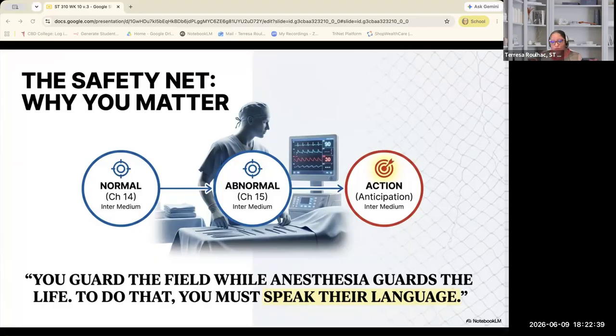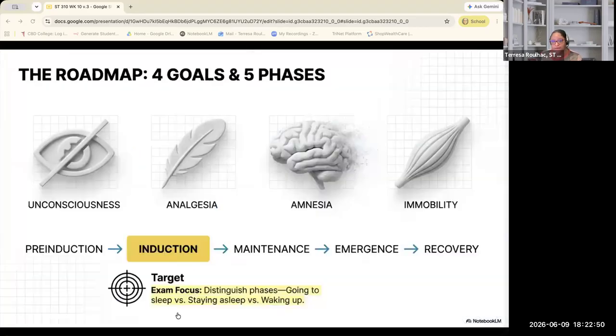Now, as we move through tonight's session, I want you to keep thinking about how these concepts connect to patient safety and teamwork, not just this quiz, not just the final exam. So we've got the 4 goals, 5 phases. We're going to start with the big picture. We're going to talk about general anesthesia, okay? We're talking about achieving 4 major goals. This is going to be important because I have seen these come up on this week's quiz.